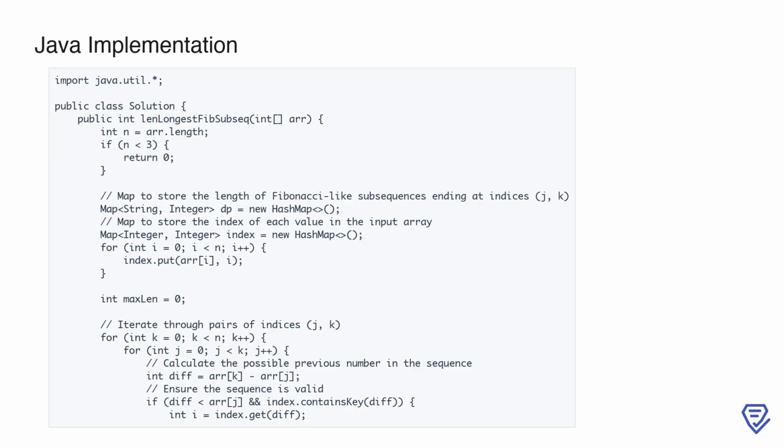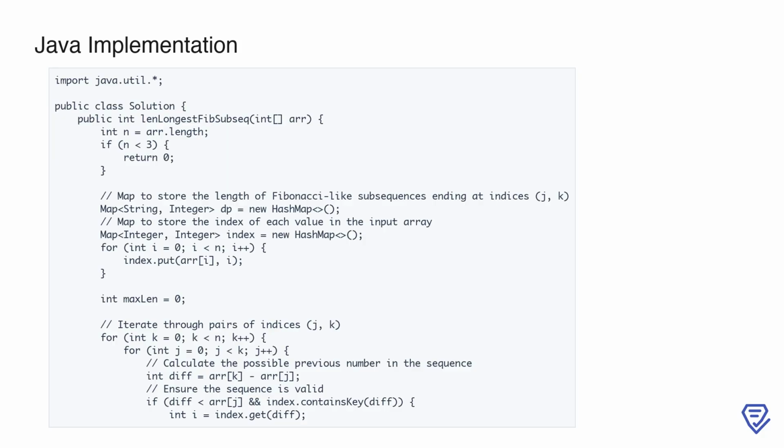Next, we create a hash map called dp, which will store the lengths of Fibonacci-like subsequences ending at specific pairs of indices. We also prepare another hash map called index to map each value in the array to its corresponding index, making it quick to find the position of any number during our calculations.